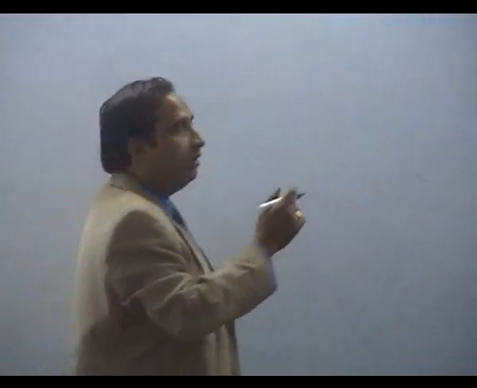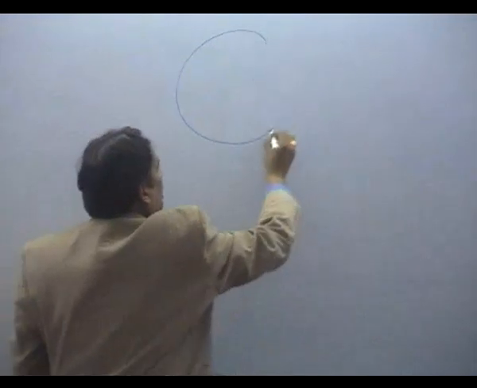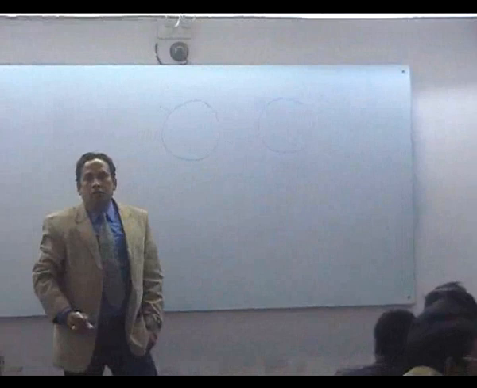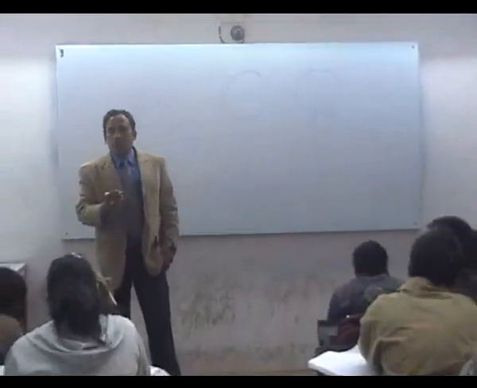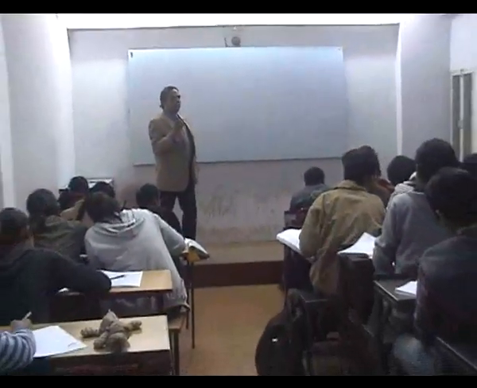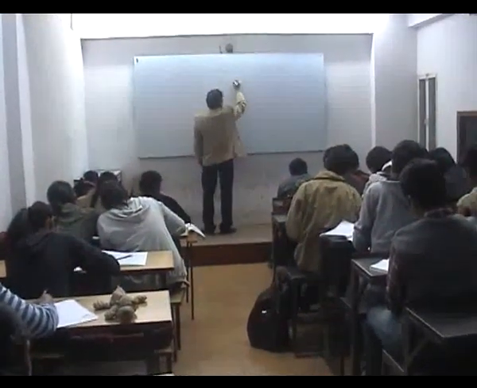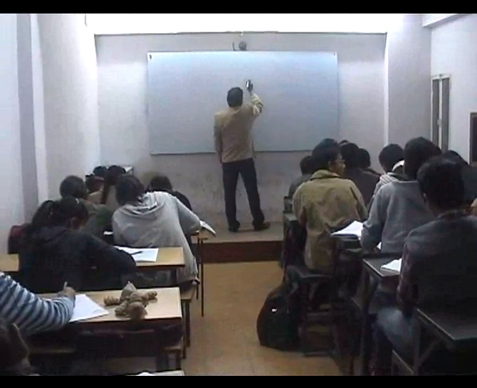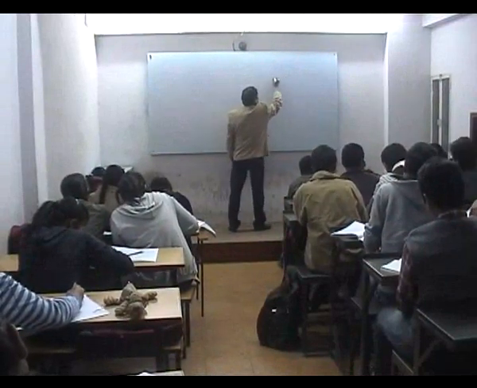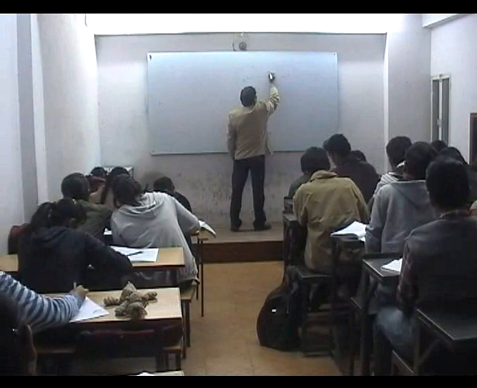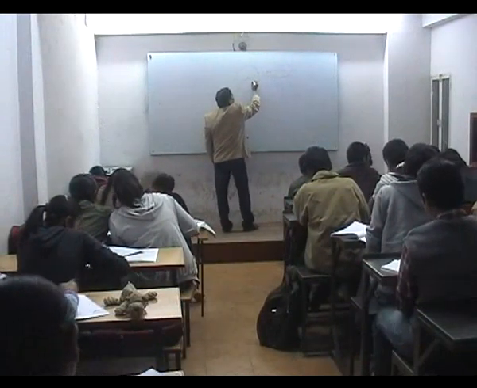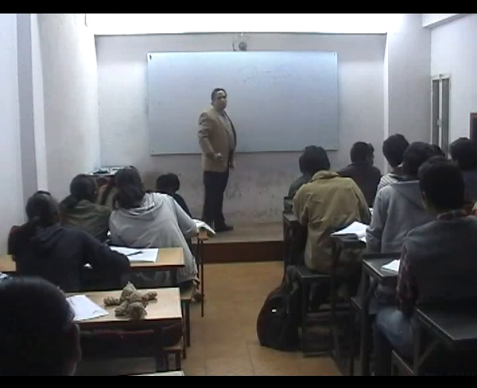Suppose this is IIT JEE 2009. Let the two circles C1 and C2 be of unit radius, whose centers are C1 and C2. They are at a distance of 6 units, and the radii of the circles are 1, as in the question.